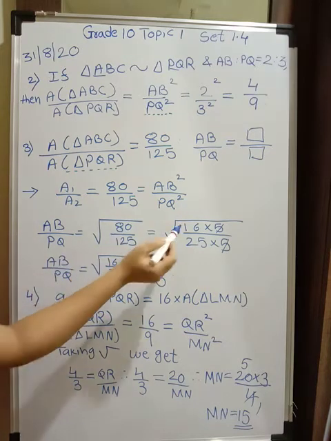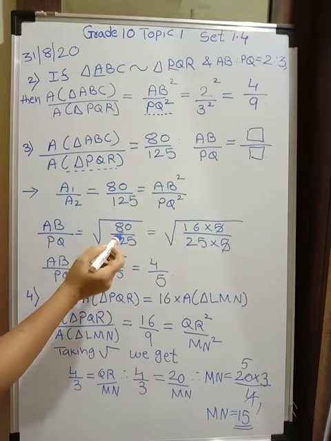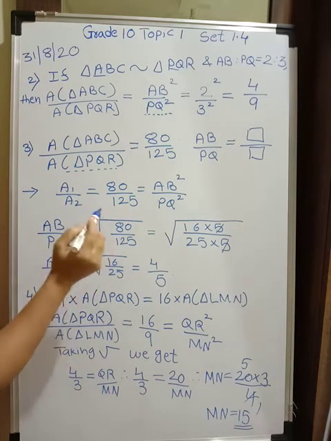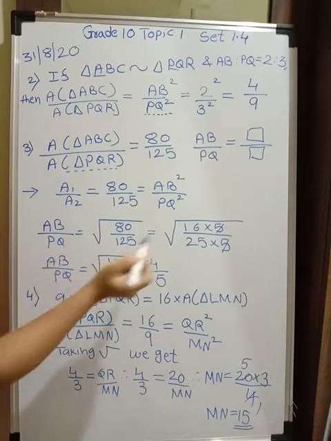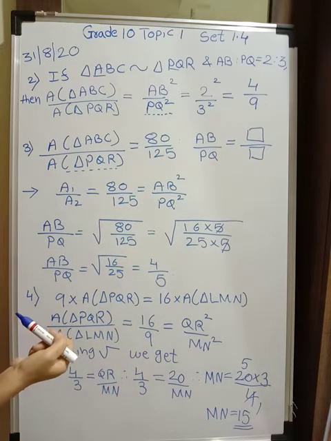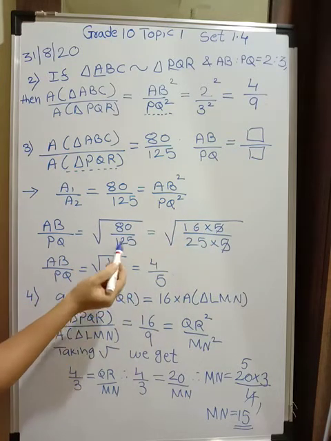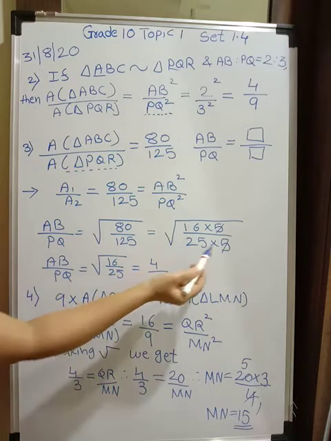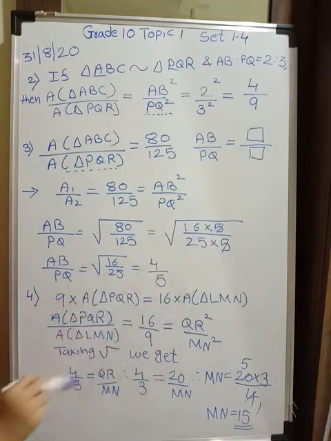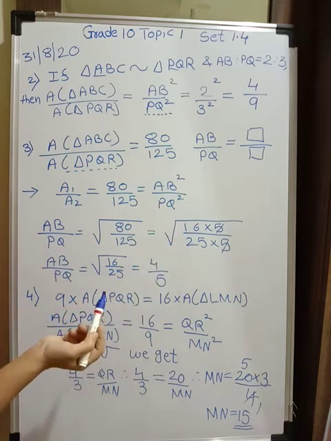This we can split as 16 into 5. Now you should have that eyesight. I want to split this in such a way that I get one number as a complete square. 16 is the square of 4, so I can take it out of the root sign easily. So 80 I have split as 16 into 5 and 125 I have split as 25 into 5. 5 automatically gets cancelled, and you see 16 and 25 both are perfect squares.